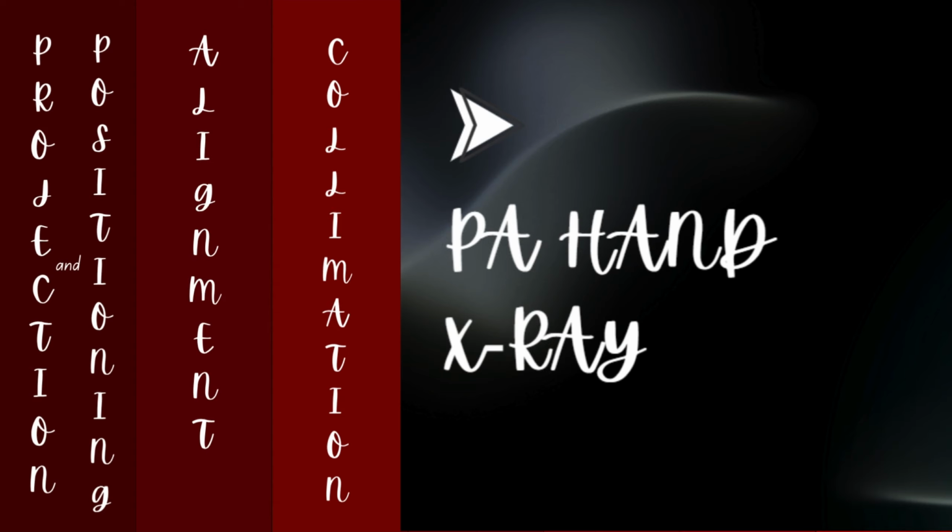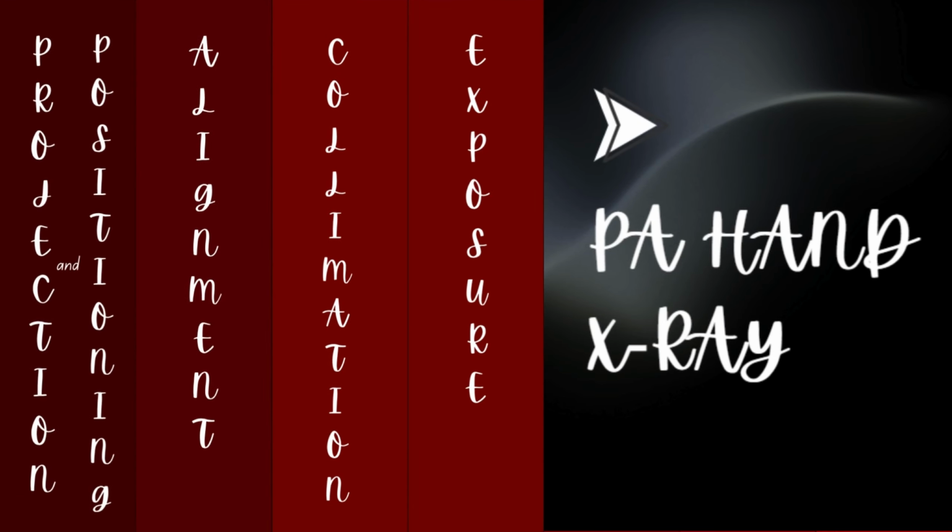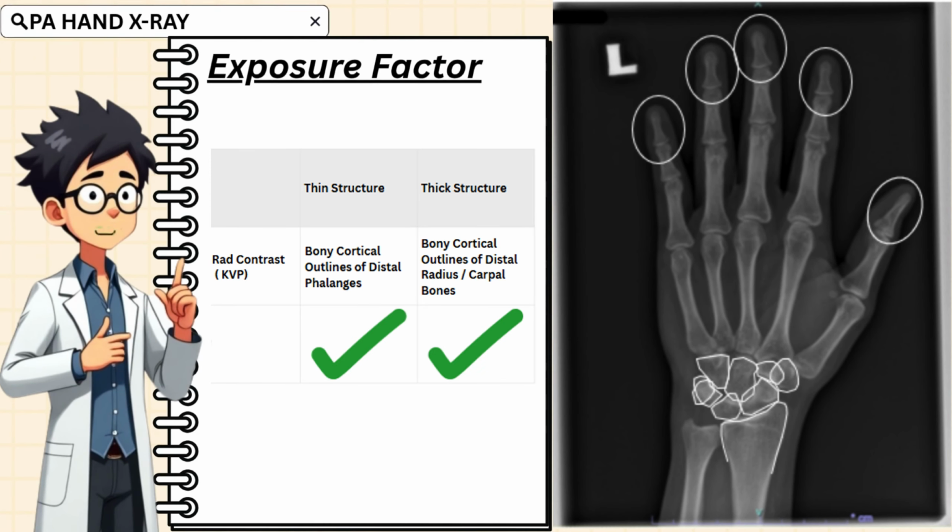Next, let's talk about the E element, which stands for exposure factor. The kVp used for this PA hand radiograph appears to be adequate, as there is sufficient penetration and good radiographic contrast. This is evident from the clear visibility of the bony cortical outlines in both the thin structures, such as the distal phalanges, and the thicker structures, like the distal radius and carpals.